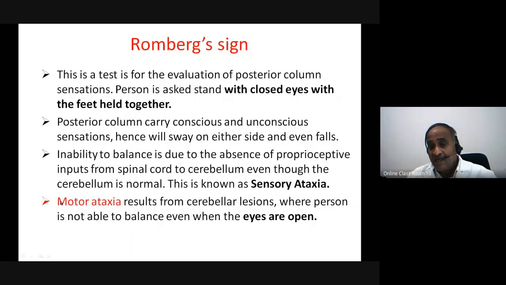Here, even when eyes are open, the defect is because of the cerebellum. That is a Romberg sign. So here, a Romberg sign negative means you have to rule out motor ataxia. Then you have to look for cerebellar signs. That is why I have brought the Romberg sign here.